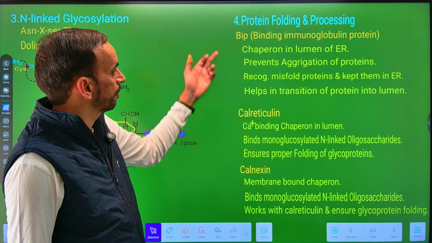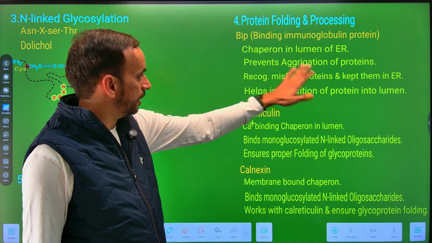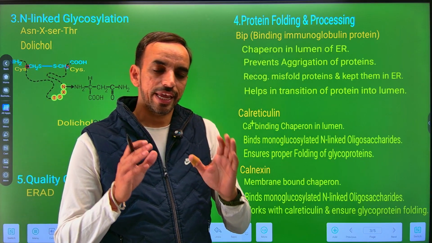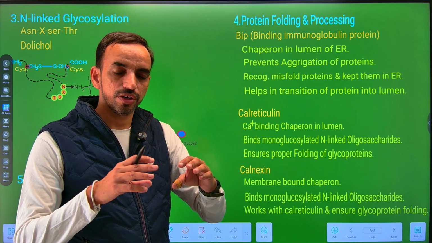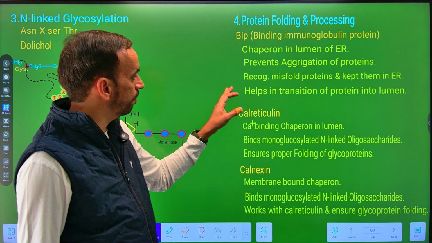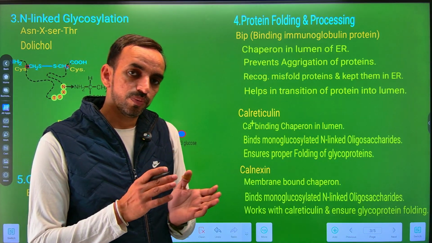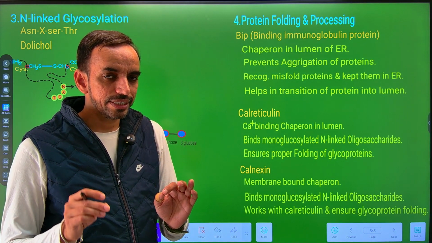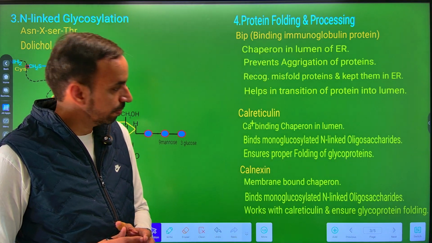So we can say that the chaperone is in the lumen of the endoplasmic reticulum. It prevents the aggregation, or we can say the binding and folding, of protein before the complete synthesis of the polypeptide. It recognizes the misfolded protein, and does not allow its transportation into the Golgi body.